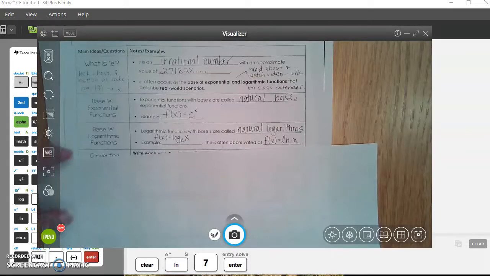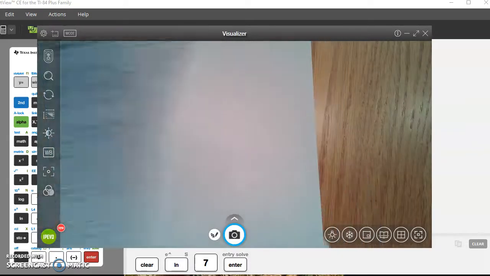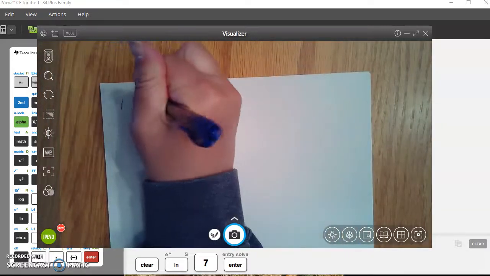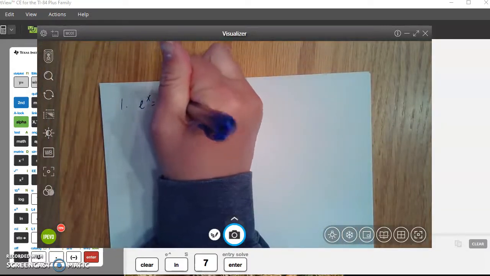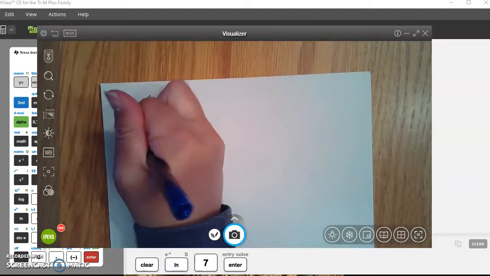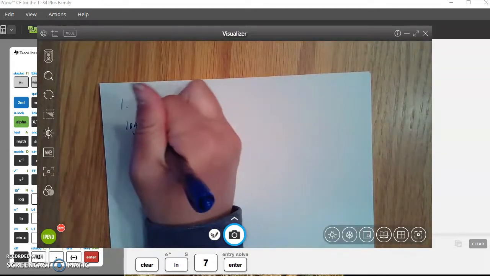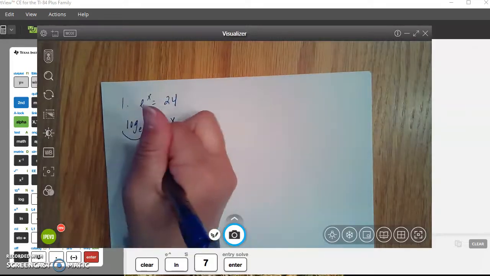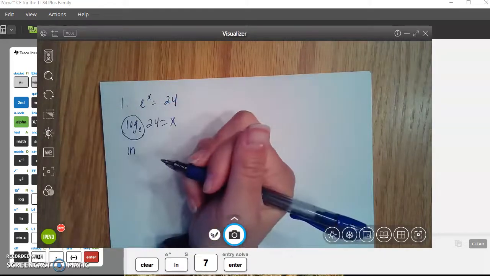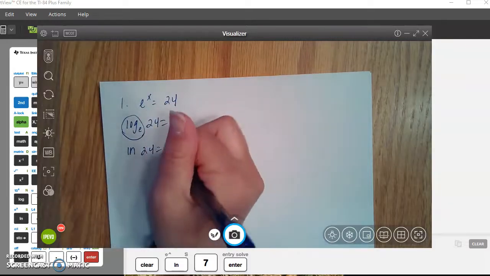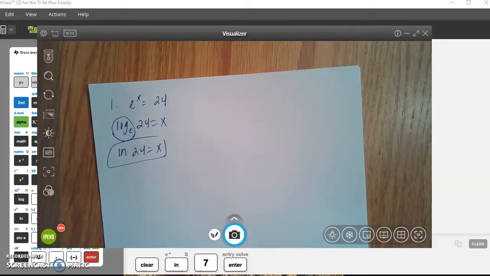Okay? So first thing that they want us to do is just go through and rewrite things. So just remember how to go through and rewrite it. So if we look at number 1, we have e to the x is equal to 24. They want you to rewrite this in logarithmic form. This becomes your base. You're going to get log base e of 24 is equal to x. Okay, whenever I have log base e, that gets rewritten as natural log of 24 is equal to x. And this would technically be your final answer.